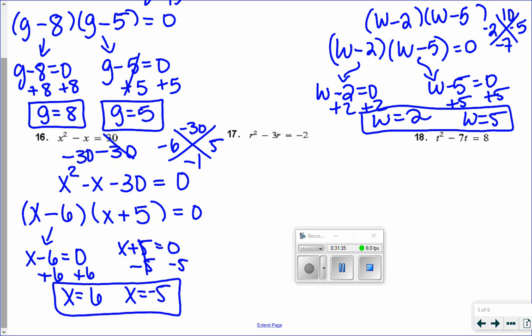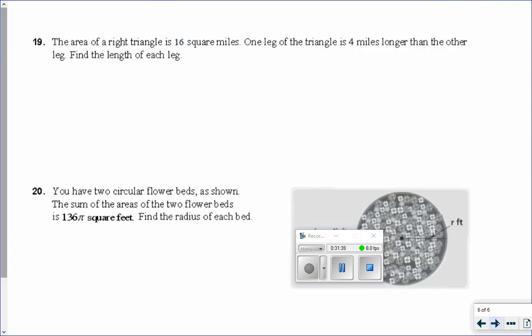All right, let's finish out with our little word problem here. So we'll do number 19 right now, and number 20 we're going to do in class together. So make a note of that. This one will be in class together, number 20 tomorrow.